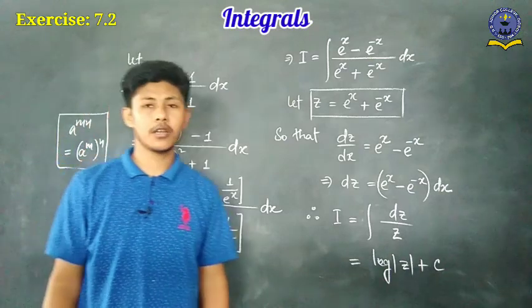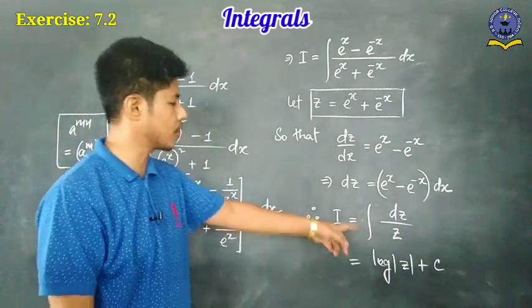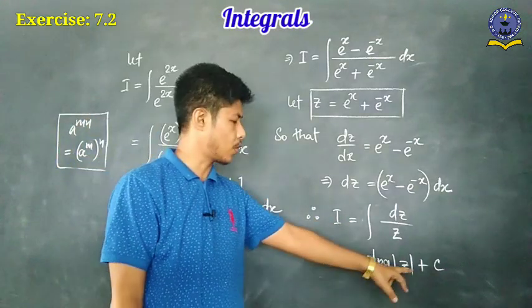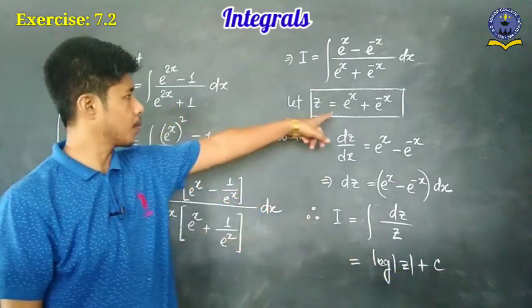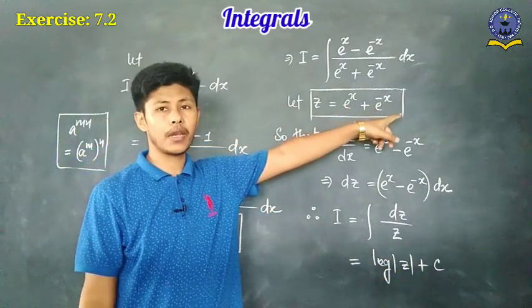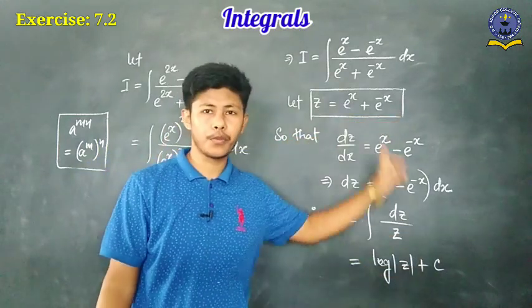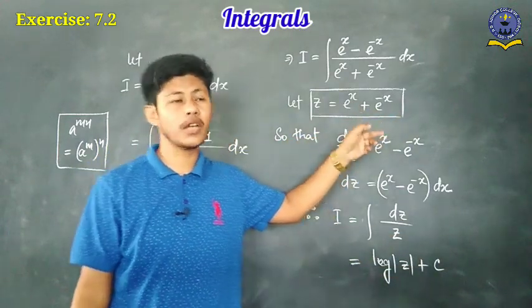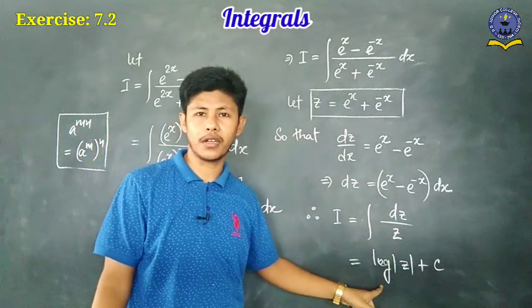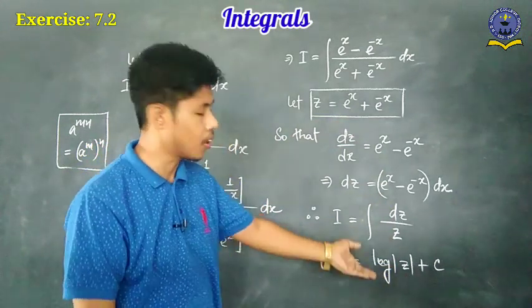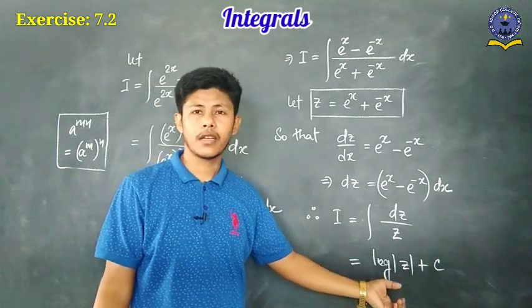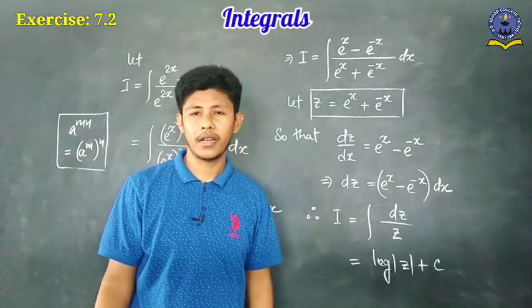Integration of dz by z, 1 by z dz, that means it is what? Log z. So that's why we write log z plus c. So z means what? Z means we consider e to the power x plus e to the power minus x. So that's why in place of z we have to put this result, e to the power x plus e to the power minus x. Is it clear? Then we complete our solution here. We get the solution, and this one is our required answer.